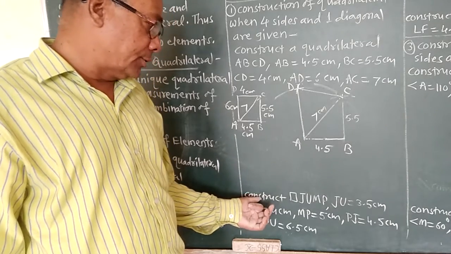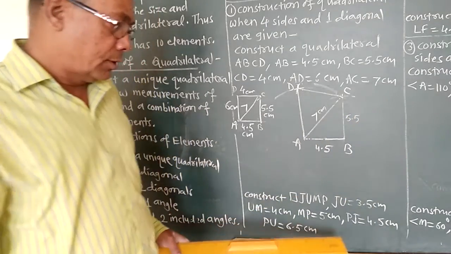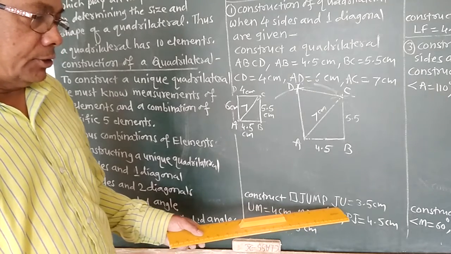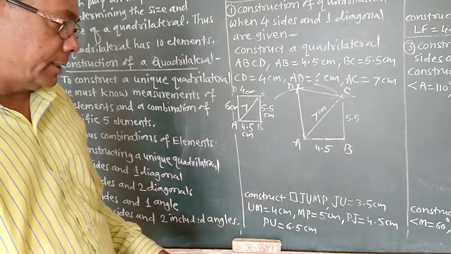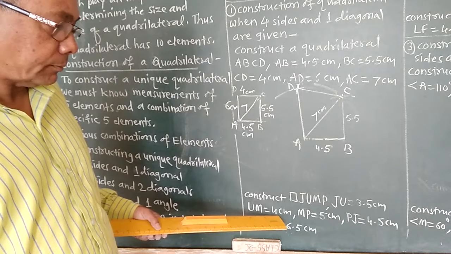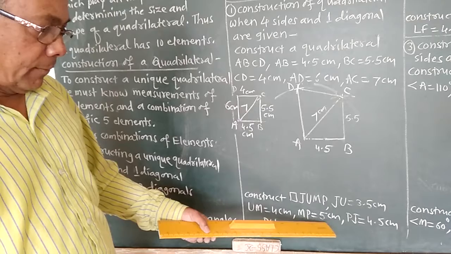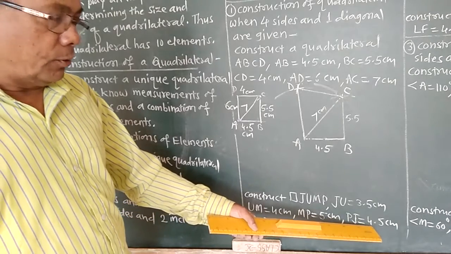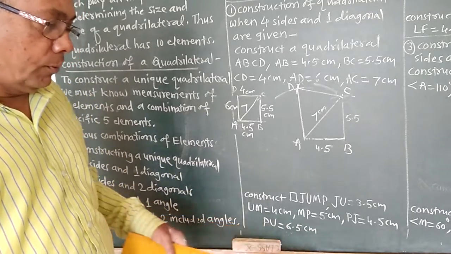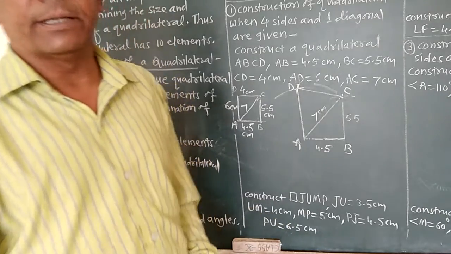So write, construct quadrilateral JUMP, where JU is equal to 3.5 centimeter, UN is equal to 4 centimeter, MP is equal to 5 centimeter, PJ is equal to 4.5 centimeter, and PU is equal to 6.5 centimeter.